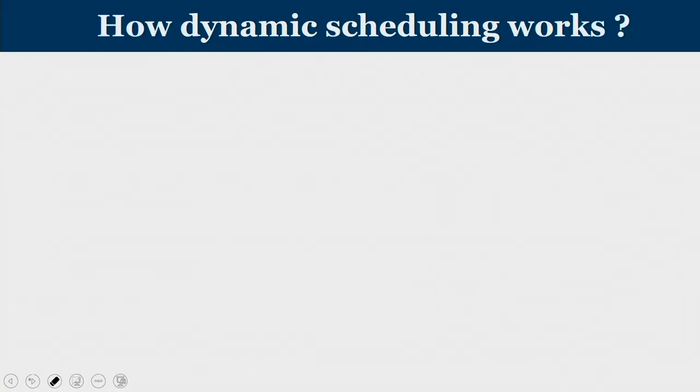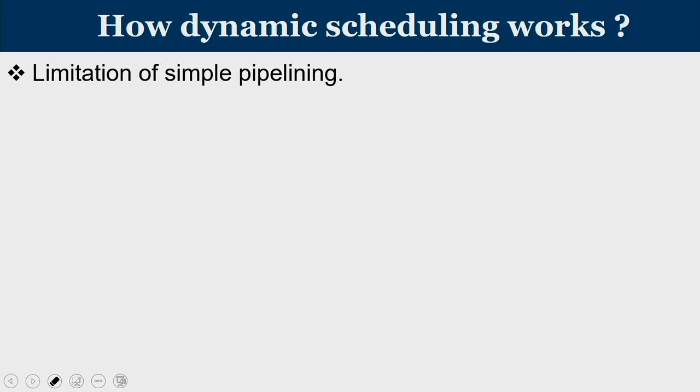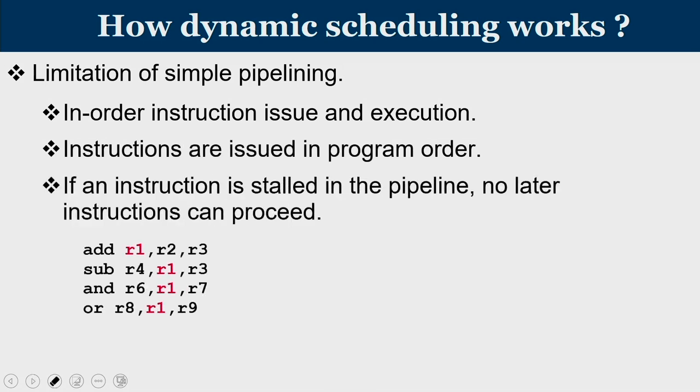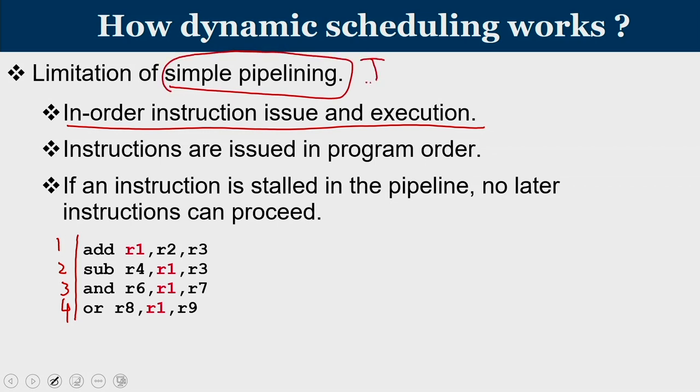Moving further, let us try to understand how dynamic scheduling works. Whatever pipeline we have learned so far is called a simple pipeline. So, what do you mean by a simple pipeline? Consider the case that you have instructions like this, and I am going to number the instructions 1, 2, 3 and 4. These instructions are going to be executed in order, that is called in order instruction issue and execution, which happens in a simple in order pipeline.